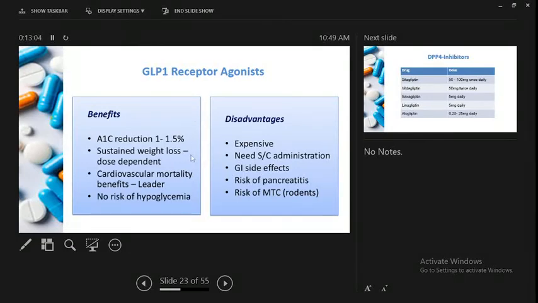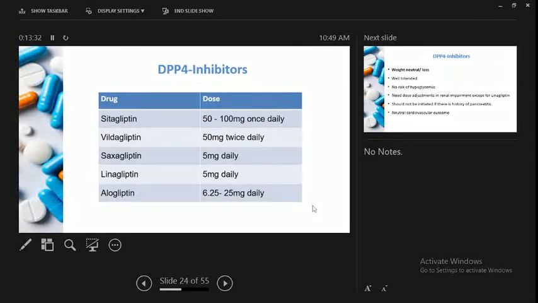So what is the benefit of this GLP-1 receptor agonist? It has been well shown to reduce weight in patients with diabetes and without diabetes as well. And it has been shown to reduce cardiovascular mortality. I think it will be dealt with in a later lecture. And there is no risk of hypoglycemia. That is the added advantage. And it reduces the HbA1c by somewhere around 1. But the problem is it's expensive, it's an injectable, and it can have some GI side effects as well.